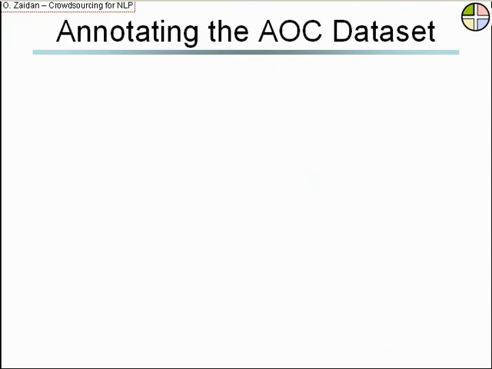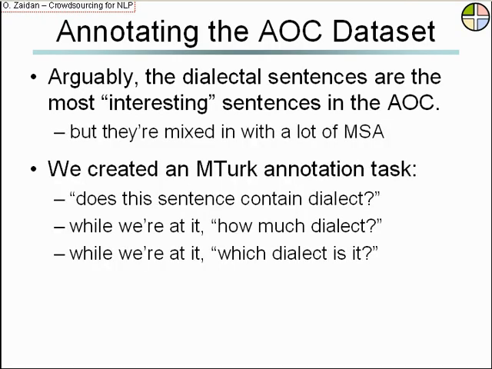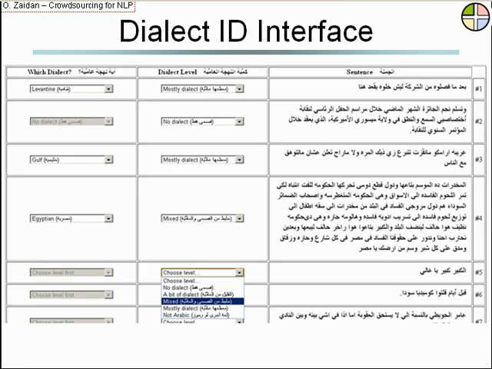Now, because there is this mix of dialect and MSA, and we're really interested in the dialectal sentences, what we did is we created an annotation task on Mechanical Turk asking people to annotate each sentence with a dialect label so that we can separate the two types of sentences. And the interface looked something like this. So here's an Arabic sentence, and we give them a drop-down menu, and they can tell us how much dialectal content there is. So maybe there's no content whatsoever, or maybe it's entirely dialectal. And if it does have any dialect in it, a second drop-down menu is enabled, and they can tell us if it's in Levantine, or Gulf, or Egyptian.